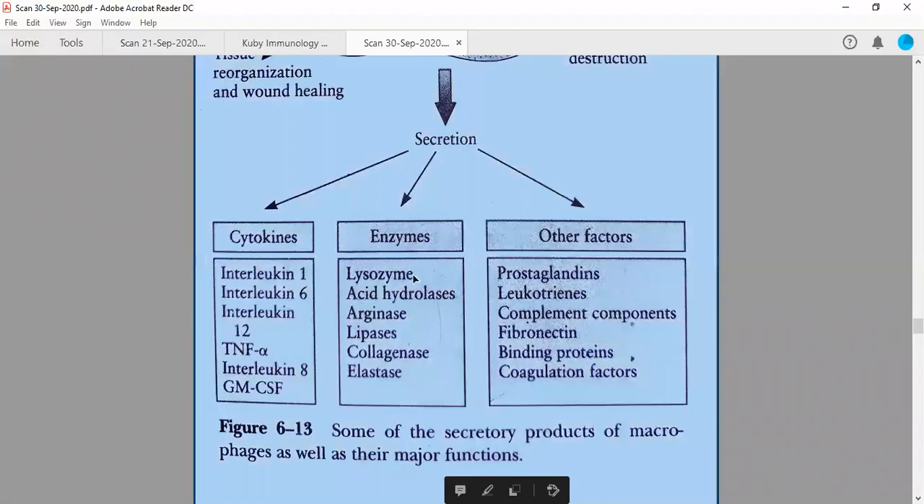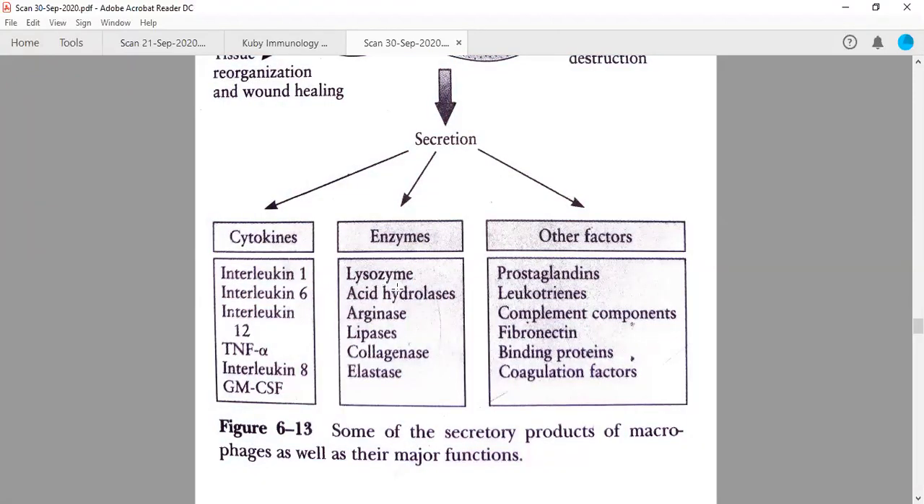Some enzymes are also actively secreted out of these macrophages, including lysozyme, acid hydrolases, arginase, lipase, collagenase, elastase. They will either kill the pathogen or they will remove the dead cells or these cancer cells from the tissues.